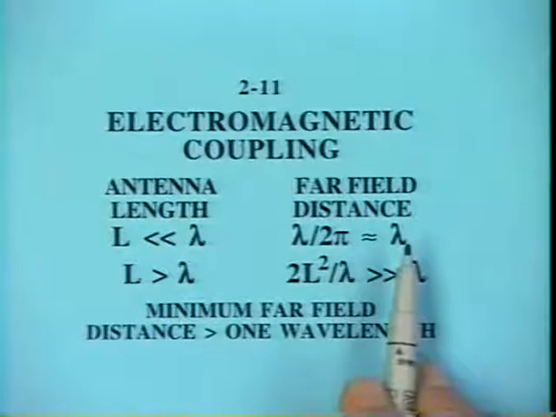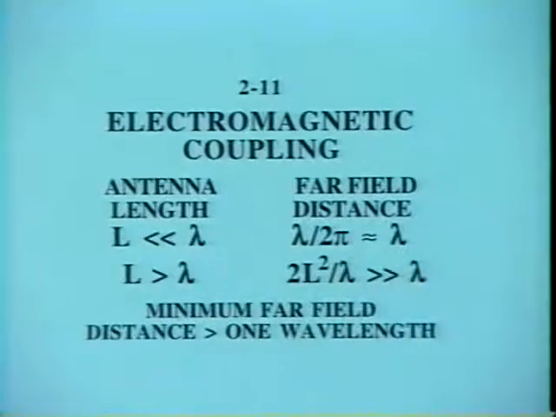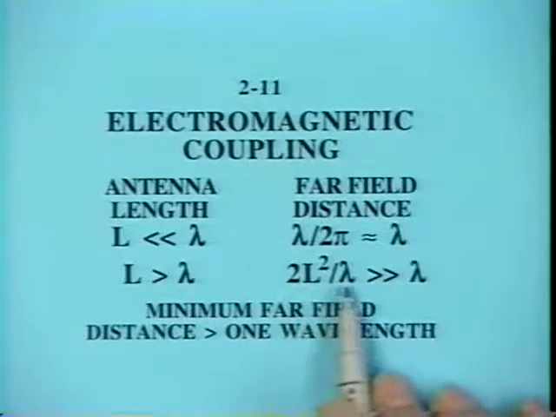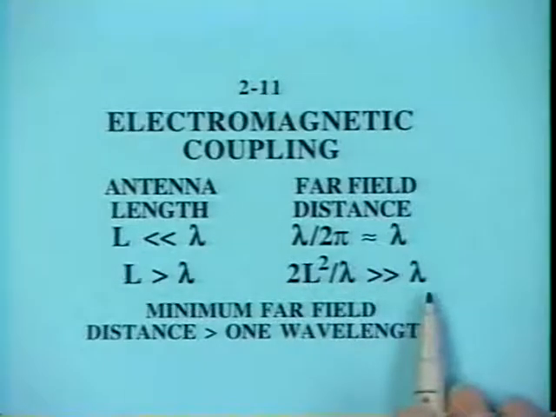So for a very small antenna, an electrically small antenna, the distance that takes you out of the near field, where the electric and magnetic fields dominate, into the far field, where the electromagnetic wave dominates, is about a wavelength. If the antenna is comparable to or larger than a wavelength, then the distance to the far field turns out to be twice the length of the antenna squared divided by the wavelength, which translates into many wavelengths.